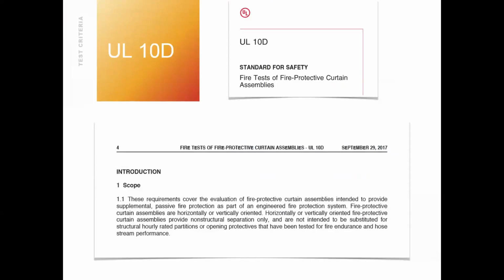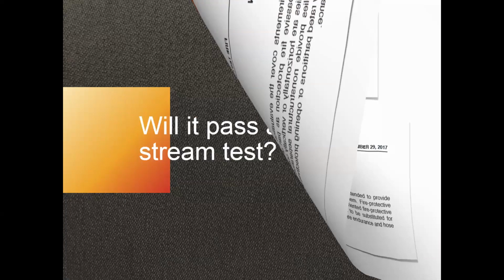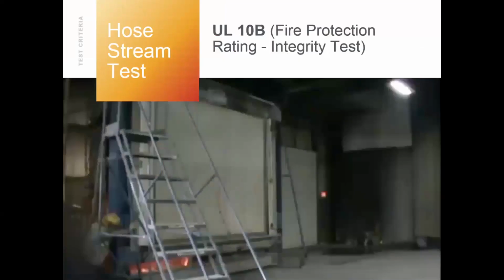Outstanding. All right, so structural, that's what we're talking about here. That's UL 10D for non-structural separation, UL 10B with the hose stream for structural. So will this stuff pass? You guys saw this fabric product. Show of hands, is that fabric product going to pass that hose stream test?